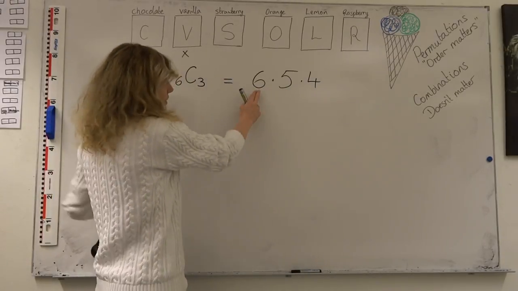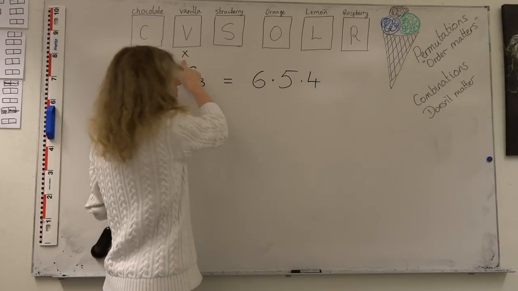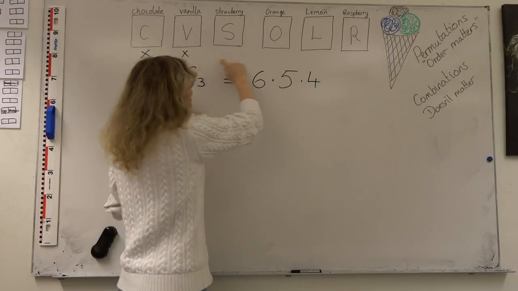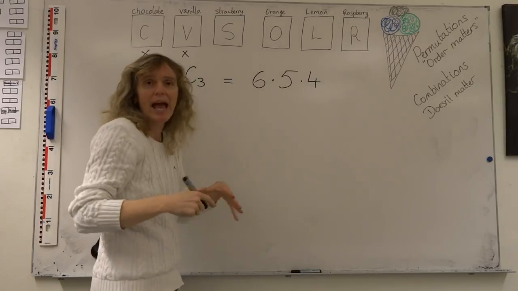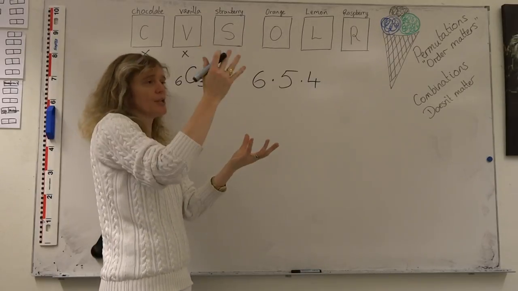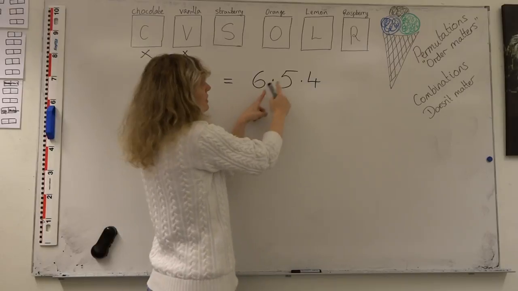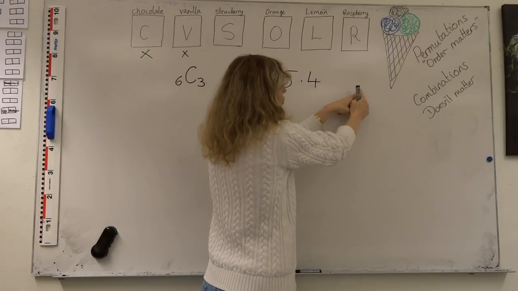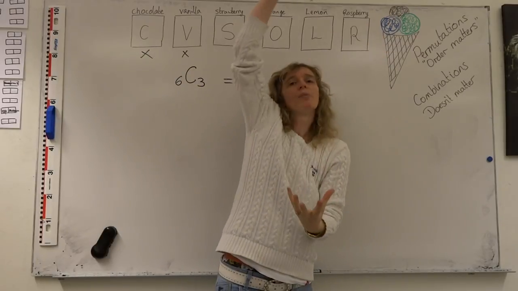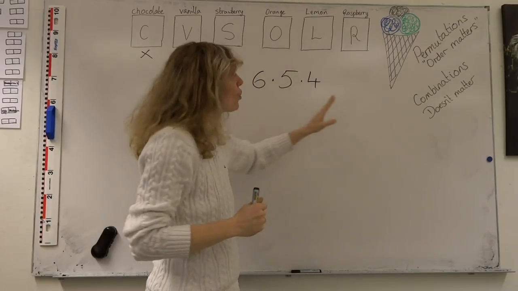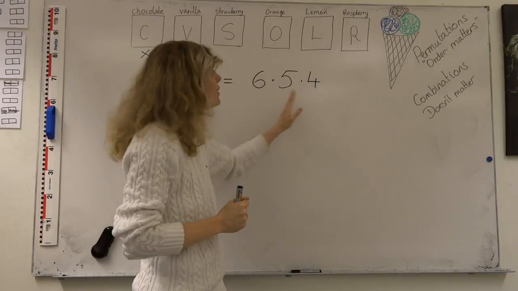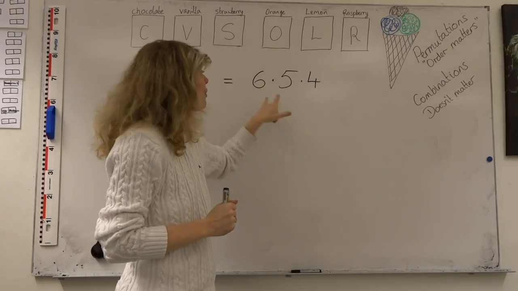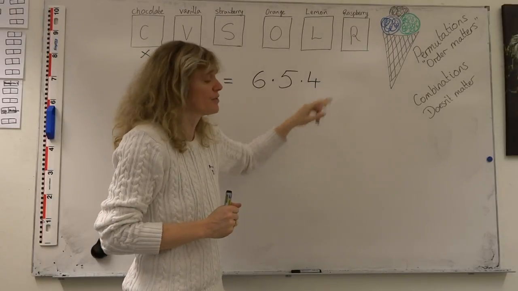First time around, we've got six choices we can make. Second time around, we've got five choices. Last time around, we've only got four choices. If we were going to have six different scoops of ice cream, we'd have six times five times four times three times two times one. It would be an enormously high ice cream with lots more combinations, but we don't have room for more than three scoops, so we stop after the third number here, six times five times four.